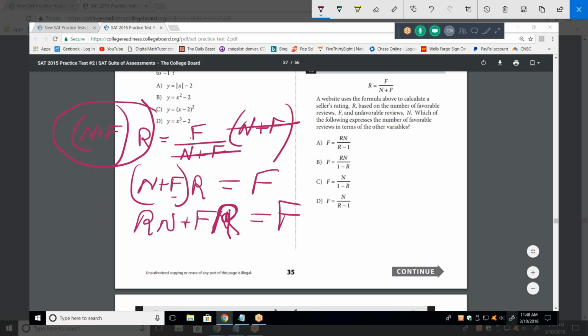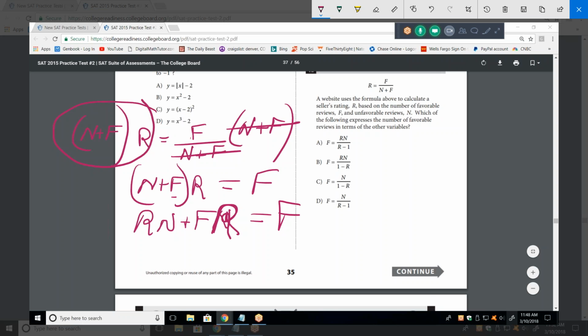This is the toughest step. Combine like terms. Put everything else on the other side. It's real simple, actually. Just combine anything that's got an F in it. Since I'm trying to solve for F, anything that's got an F in it, let's put on the left side, and let's put everything else on the right.